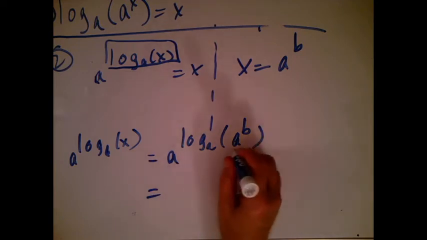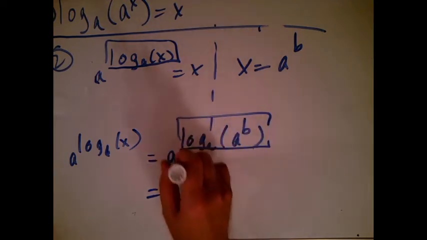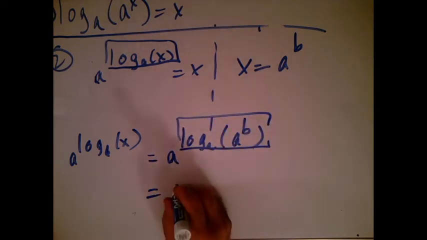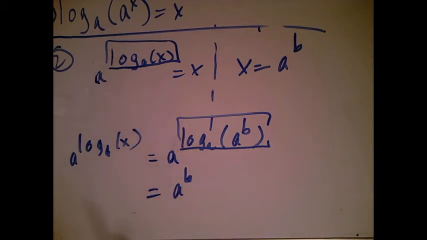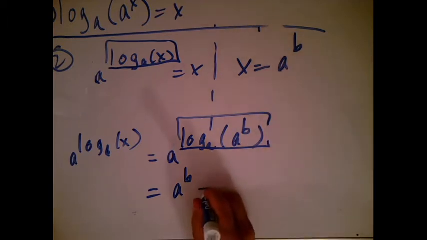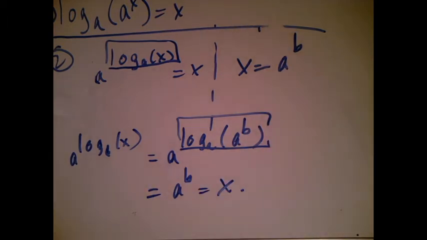Well, let's look at this part right here. The log base a of a to the b is just b. So what I'm going to get is just a to the b. What's a to the b? Well, we have it right here. It's just x.